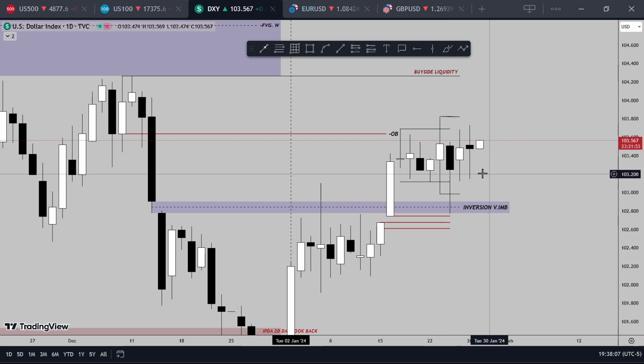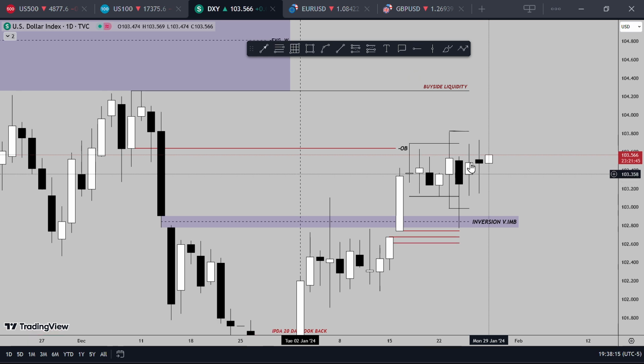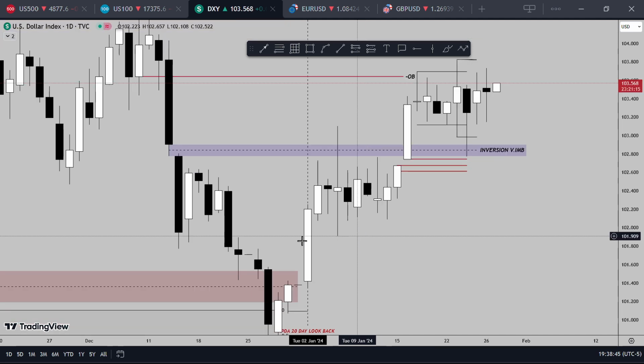Since then, price has been showing a little bit of bullish momentum. Now, pairing this price action with the fact that from January to mid-February the dollar index has a bullish seasonal tendency, I am bullish on the dollar. In fact, I've been bullish on the dollar since January because of seasonal tendency. So I'm pairing that with this price action, where order flow has been bullish.